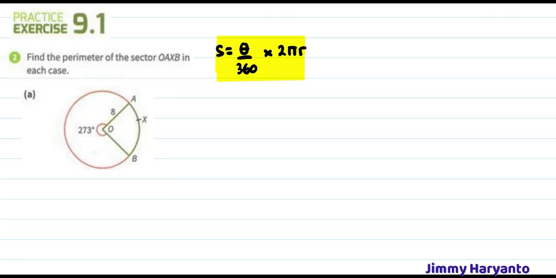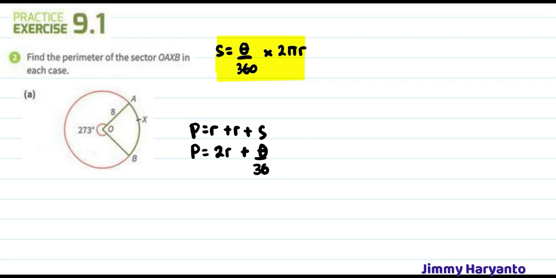Okay, next is question 2, still practice exercise 9.1. Find the perimeter of the sector OAXB. So OAXB is this one. You have to find this perimeter. The perimeter itself contains the radius, this one, plus the arc length, the S. So the perimeter equals R plus S. So perimeter equals 2R plus S, and S will use the formula of theta over 360 times 2 pi r.